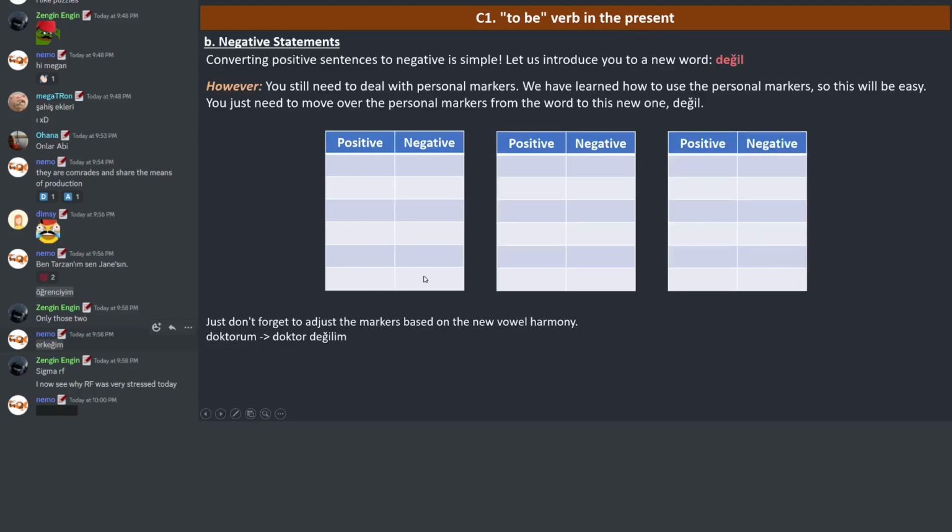So, negatives. Negatives are related. They are similar, but let me introduce you to a new word, değil. Maybe you have seen the negative conjugations with a different verb before, but with a noun, with a to be verb, we use this değil. It is simple, but the trick is moving the personal markers and tense markers. It's not only by inserting değil, but also moving the markers.